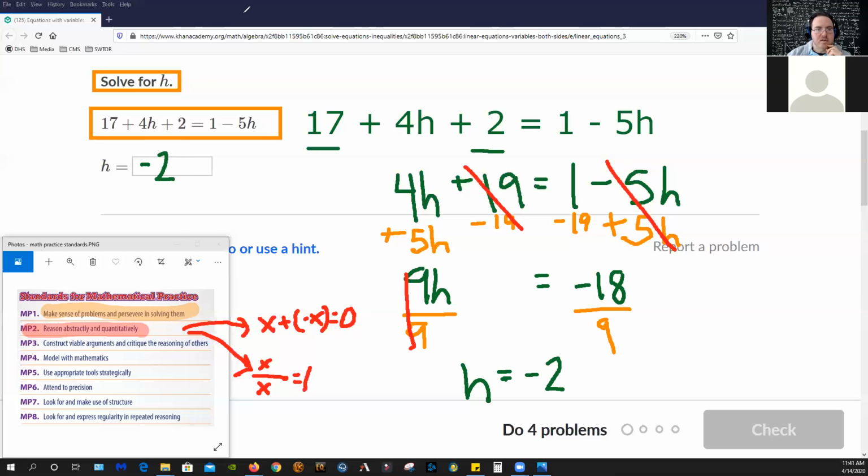So let's see, what else did we do there? We definitely attended to precision. We were very careful. We reasoned abstractly. We showed the model for our mathematics, and I believe that we did construct an argument to prove what we thought was correct. Not bad for a problem.